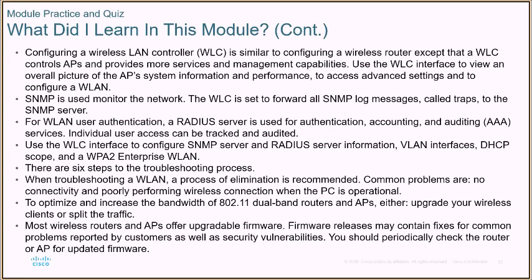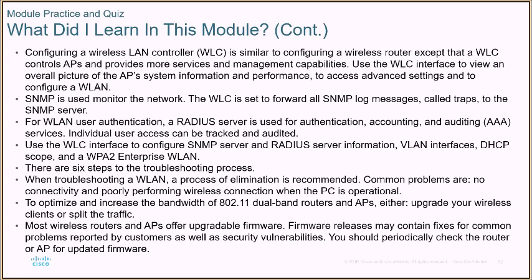For wireless LAN user authentication, a RADIUS server is used for authentication, accounting, and auditing services, and individual user access can be tracked and audited. You can use the WLC interface to configure SNMP and RADIUS server information, WLAN interfaces, DHCP scope, and WPA2 enterprise wireless LANs. There are 6 steps to the troubleshooting process. When troubleshooting a wireless LAN, a process of elimination is recommended. Common problems are no connectivity and poorly performing wireless connection when the PC is operational.